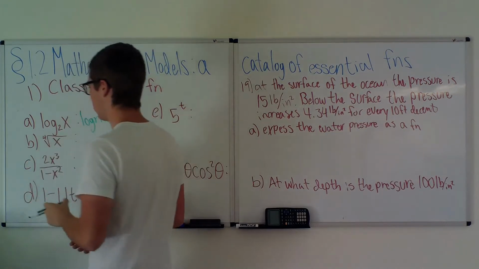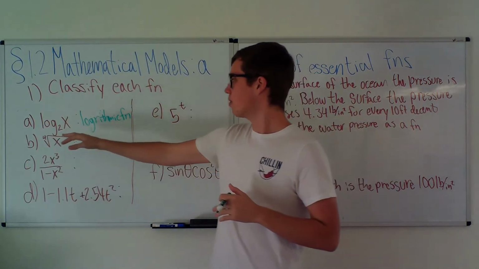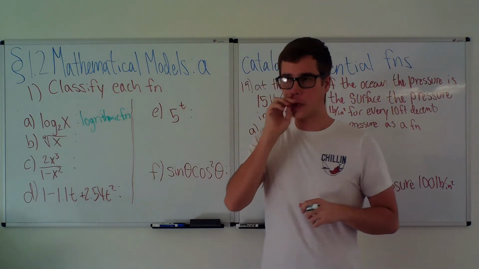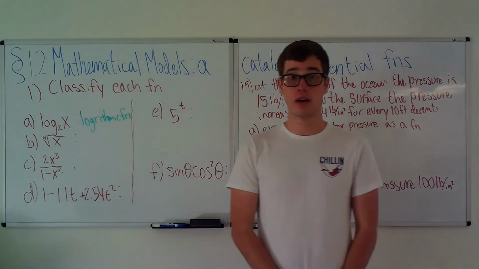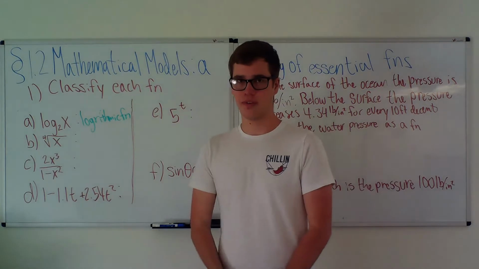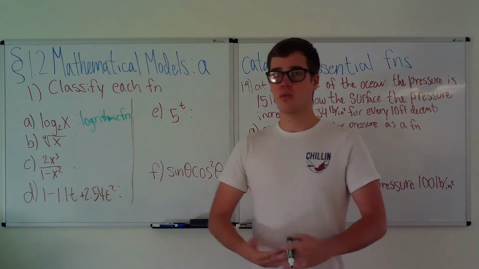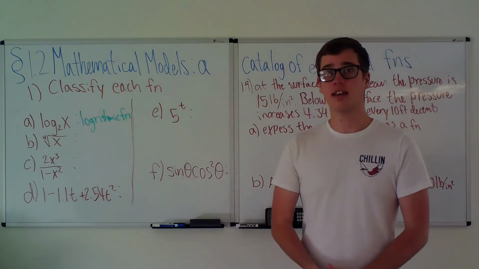Now on to the second one. You have the fourth root of x. Well, that should have given it away right away. Because if it's the fourth root of x, then it means it's a root function. Again, given away by the name.